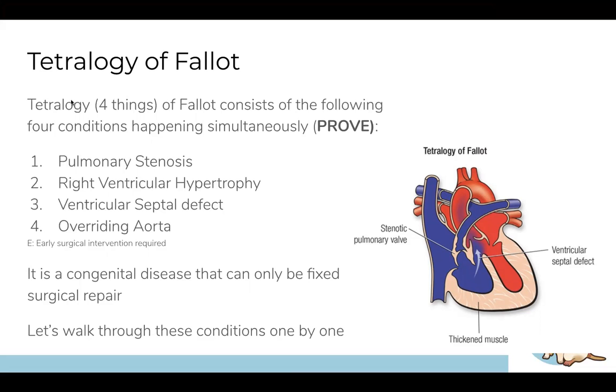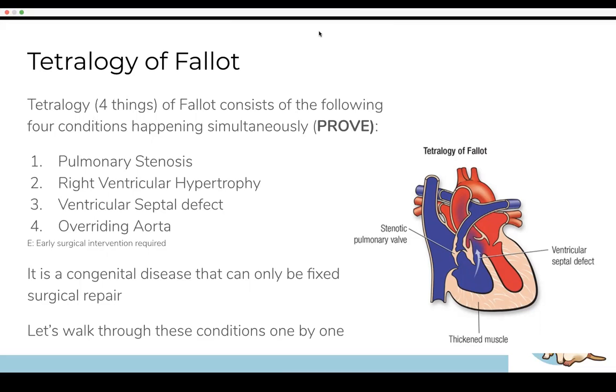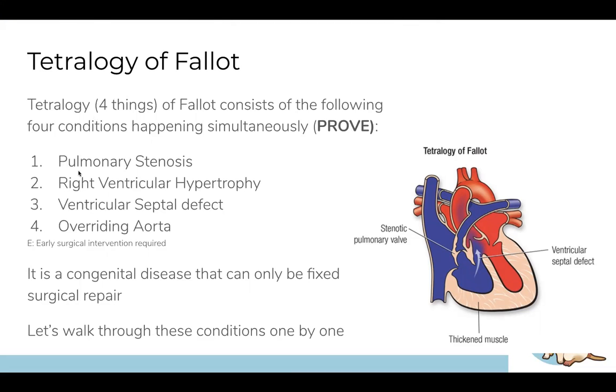So the tetralogy basically means there are 4 things. You can remember this by, okay, I say 4 things and then I say prove, but the E is just early surgical intervention, you need it. So the 4 things are pulmonary stenosis, so stenosis of the pulmonary valve, which means it's basically calcified and stiff and it can't move very well.